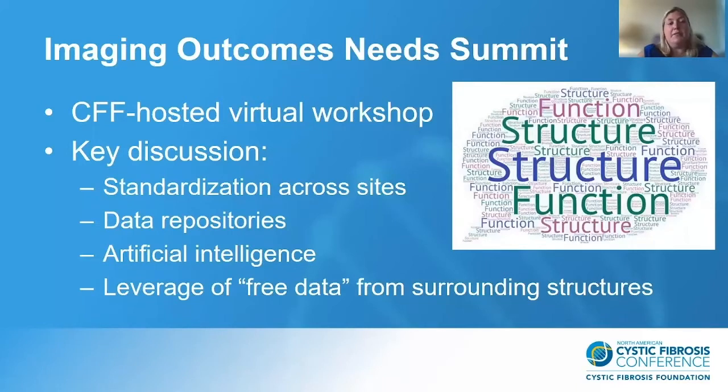Earlier this year, the Cystic Fibrosis Foundation hosted a virtual workshop called the Imaging Outcomes Needs Summit, where we reviewed existing and upcoming imaging modalities. And a lot of discussion actually focused around MRI techniques. Key discussion points included how to standardize across sites, the creation of data repositories, the possibility of artificial intelligence to remove reader bias, and leverage of free data from surrounding structures. When you image the lungs, you don't just see the lungs, but you also see bones and muscle and vasculature.